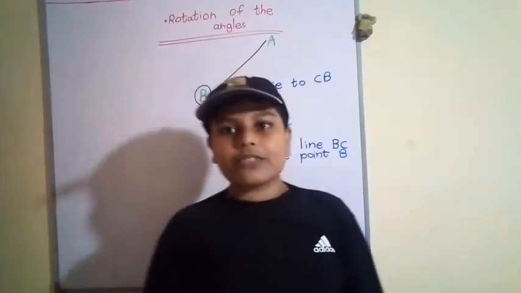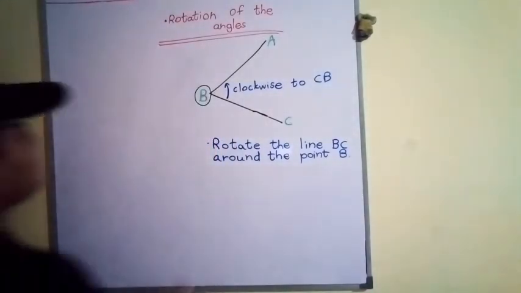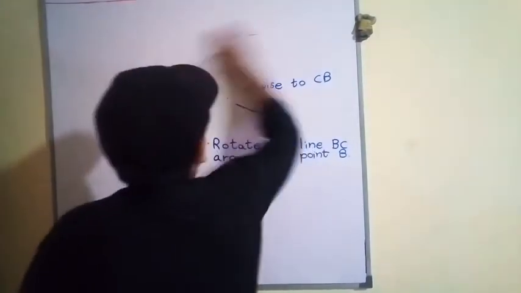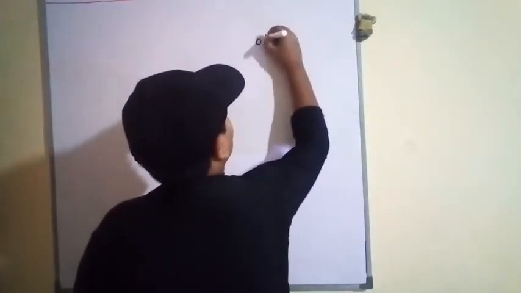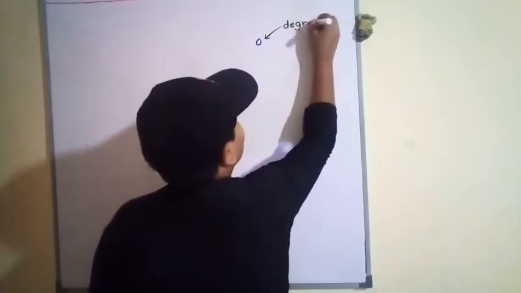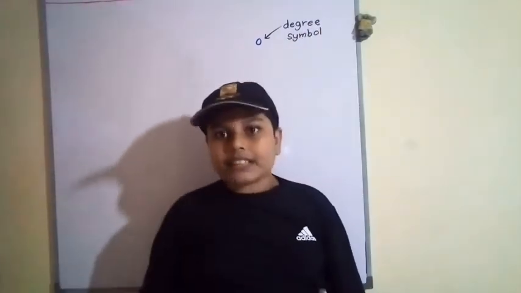Yes, units of the angle, right? Now what are the units of angles? Units of the angles, you learned in grade 7. What is the unit of the measure of angles? Now this one, the small zero. The small zero is known as the degrees. This one is called the degree symbol, right? Degree symbol.